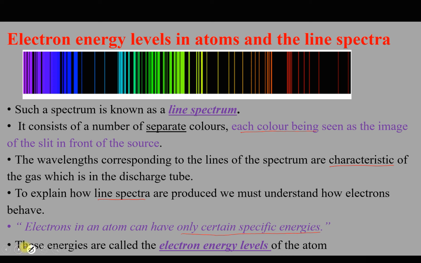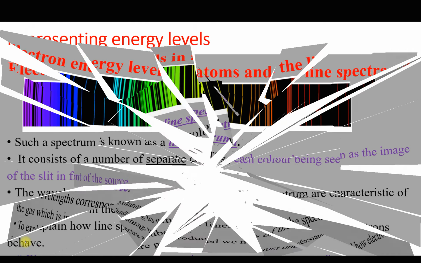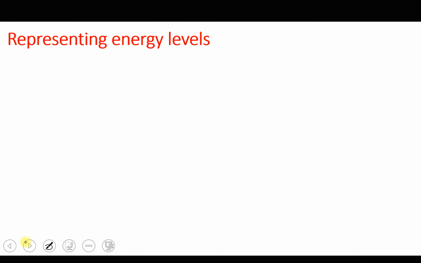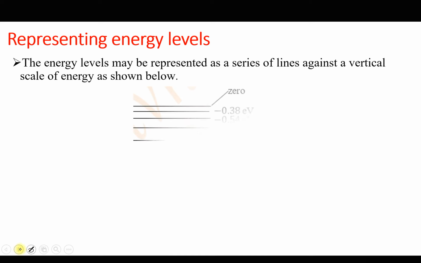How do we represent these electron energy levels? The energy levels are represented as a series of lines against a vertical scale of energy, as shown here.